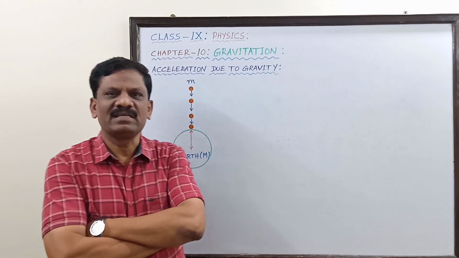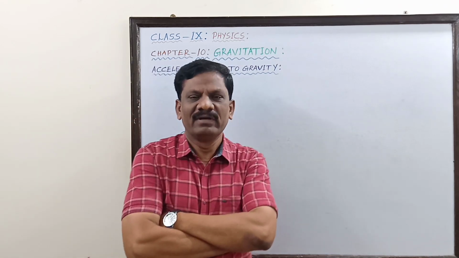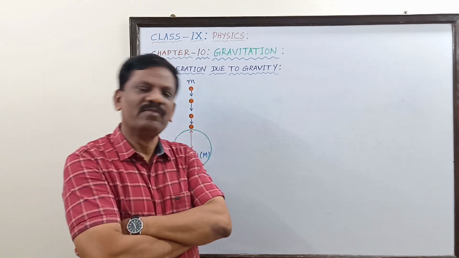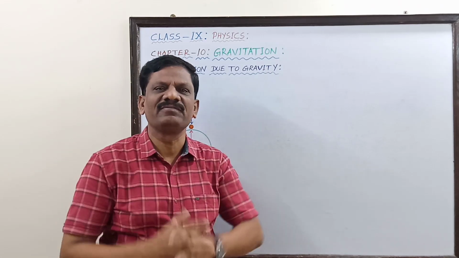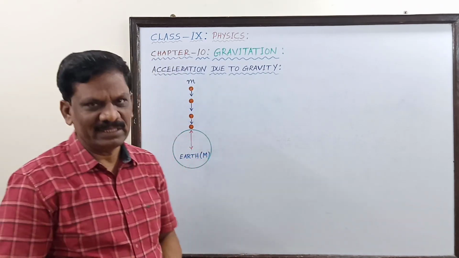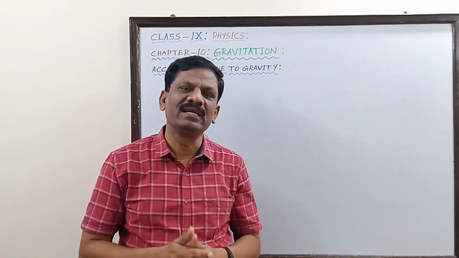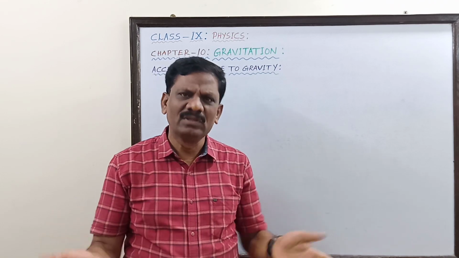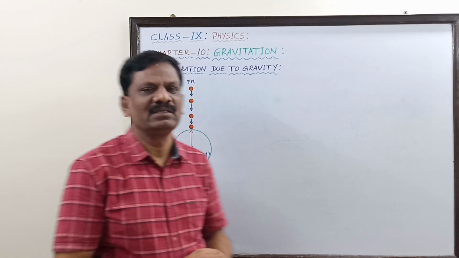In the previous chapter, force and laws of motion, we have studied the second law of motion, where force is equal to mass into acceleration, is it not? And before that, in the chapter motion, we have studied acceleration is defined as the rate of change of velocity of a body. So whenever the velocity of the body changes either in magnitude or in direction or both magnitude and direction, then it is said to have an acceleration.